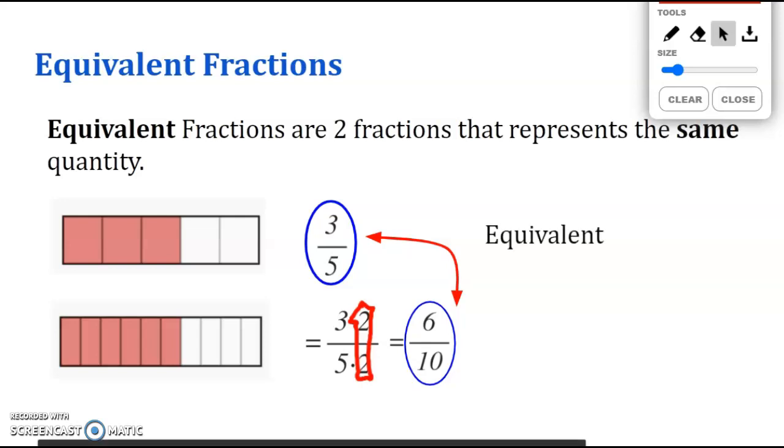We say they are equivalent. So please take notes on this now. Please pause the video and take notes on this.